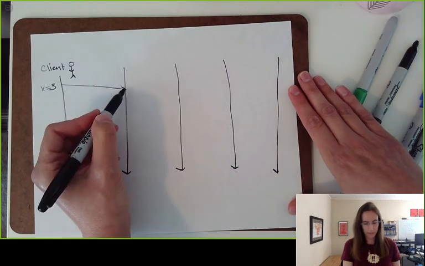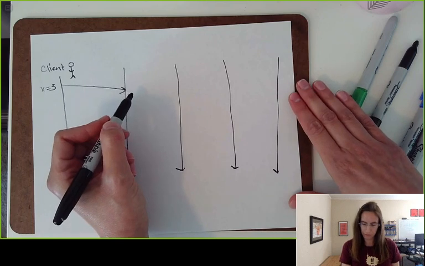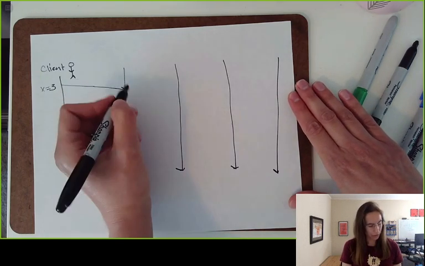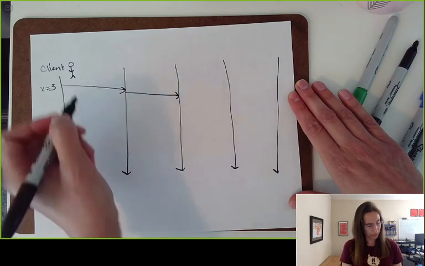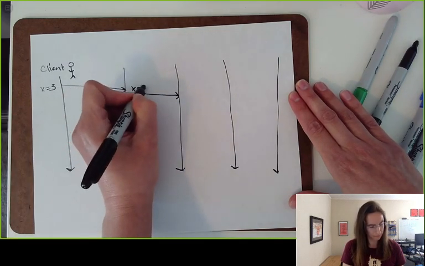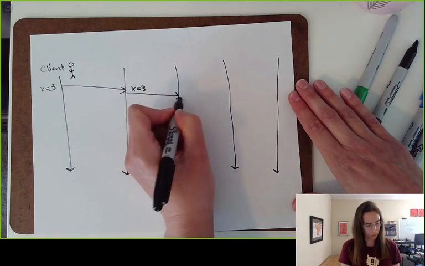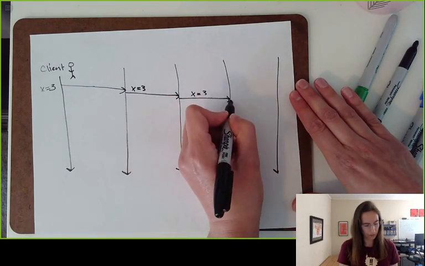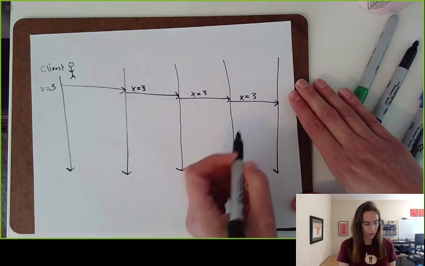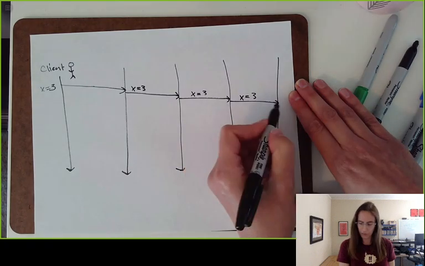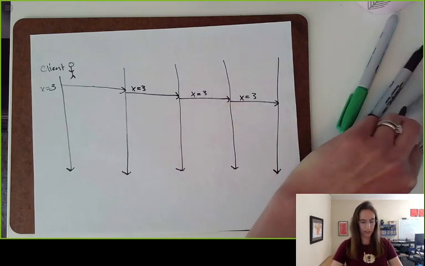When we do a write, instead of broadcasting it to everybody, we're going to send it to whichever replica is next. Then that replica is going to send it to whoever's next. And then that replica is going to send it to whoever's next. And let's say that this one knows that it's last. So now this one can acknowledge the client.